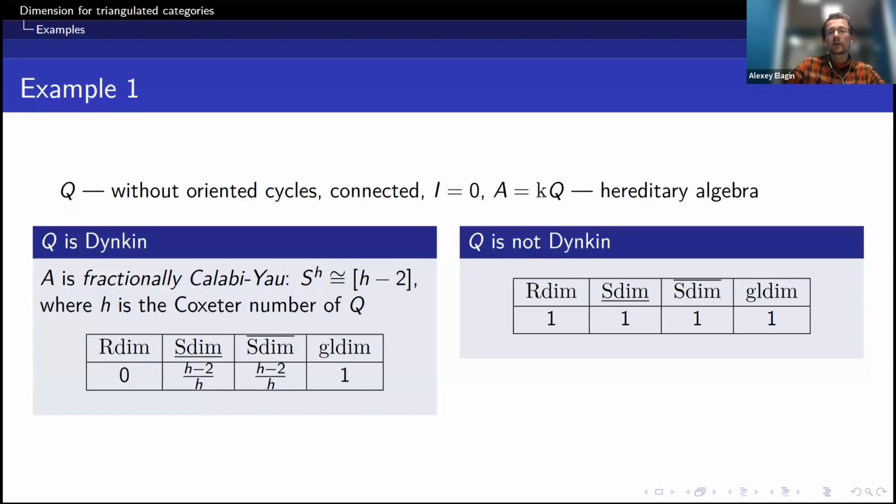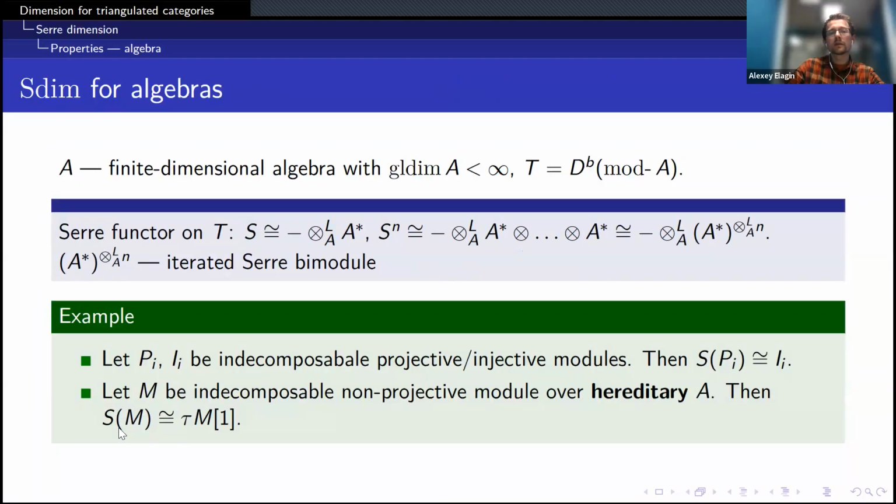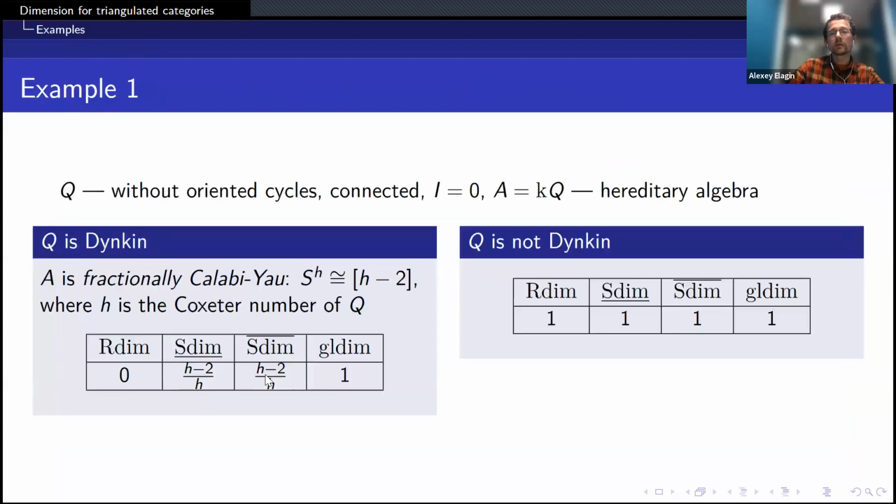Now, if the quiver is not Dynkin, then there are infinitely many indecomposable modules, so Rouquier dimension is 1. And the same holds for Serre dimension. To see this, one can return back here and see that taking some indecomposable module, which is non-preprojective, we can apply Serre functor many times to this module, and each time we get a shift by 1. So Serre dimension should be equal to 1.